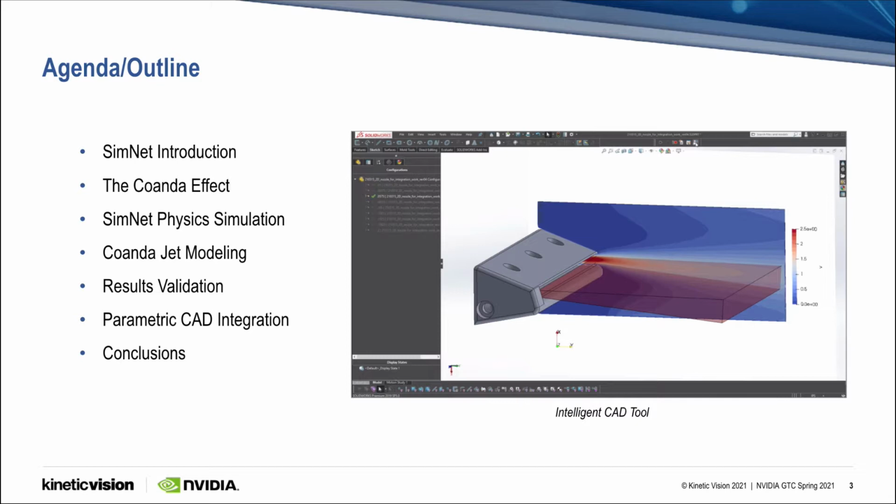This is a brief agenda, but we're going to start off with an introduction to SimNet. We're going to talk a little bit about the Coanda effect and how it's used in our design, and progress through the modeling of that. And then finally, we'll talk a lot about how we integrated our SimNet neural net into SolidWorks, and then wrap things up with some conclusions.